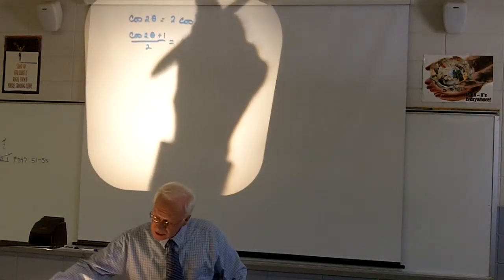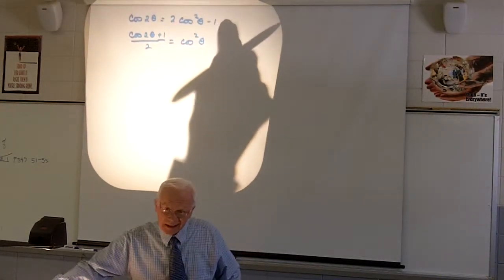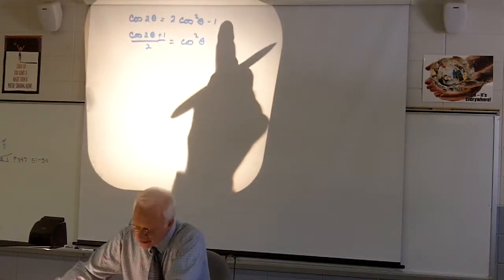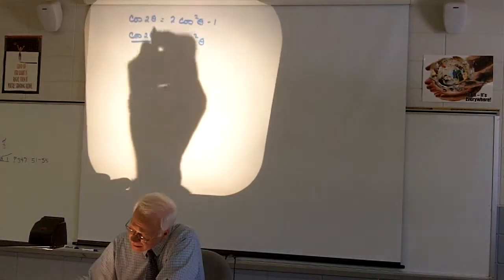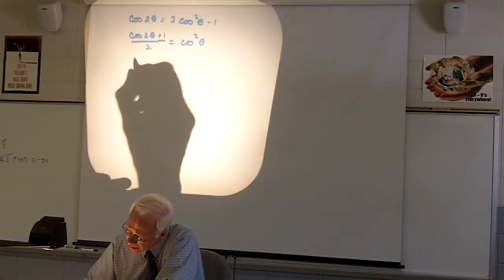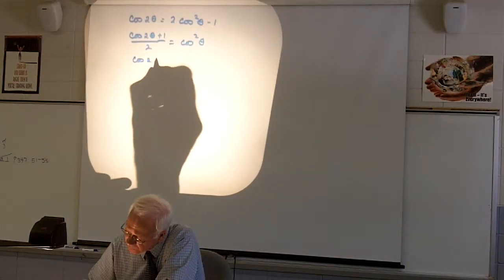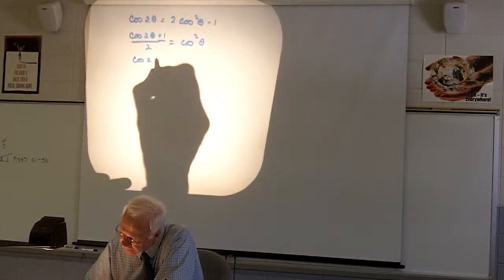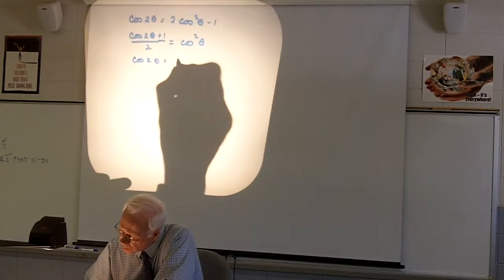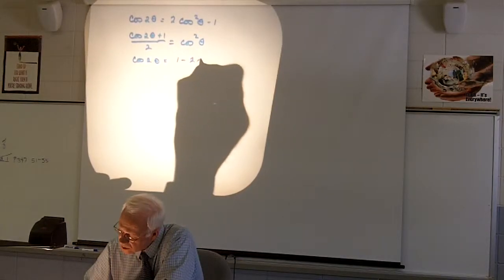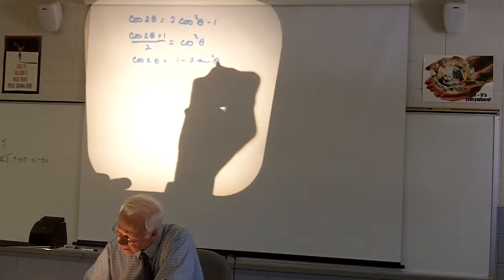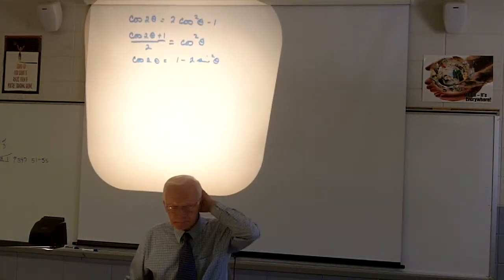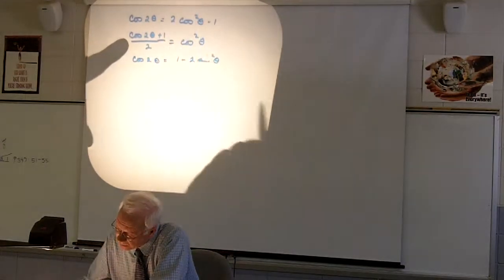Now, I told you back there that this is going to be handy sometime. Okay? And now it has here. There's another one that happens this way. We can just change that around, and it becomes cosine of 2 theta is equal to 1 minus 2 sine squared theta, like that. See that? Okay, now we'll do the same thing as here.